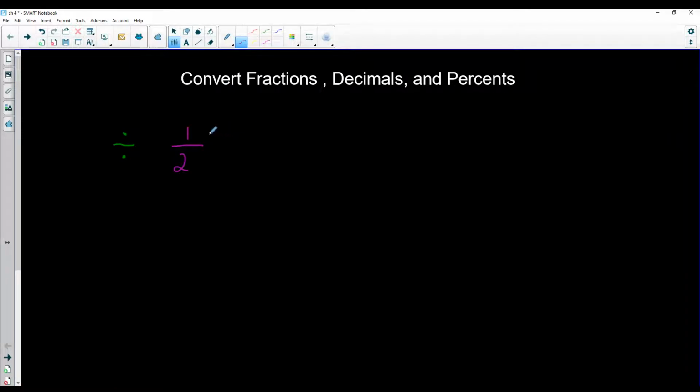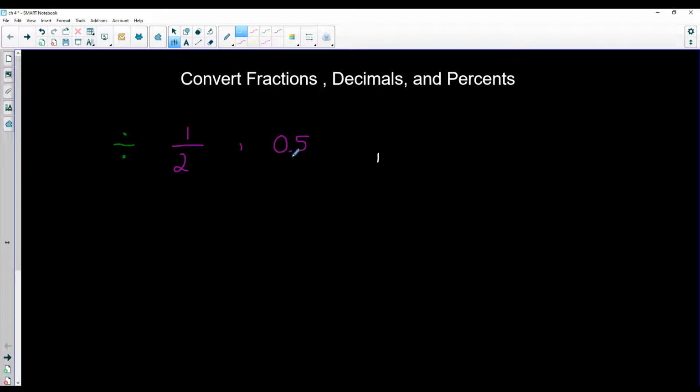And if you did this, you'd go 1 divided by 2, and that would actually give you a decimal of 0.5. Okay, now to go from a decimal to a percent, okay, this one's going to be an easy one, but we're going to go from a decimal to a percent. We're going to multiply the decimal by 100. This is just fancy for moving the decimal over twice.